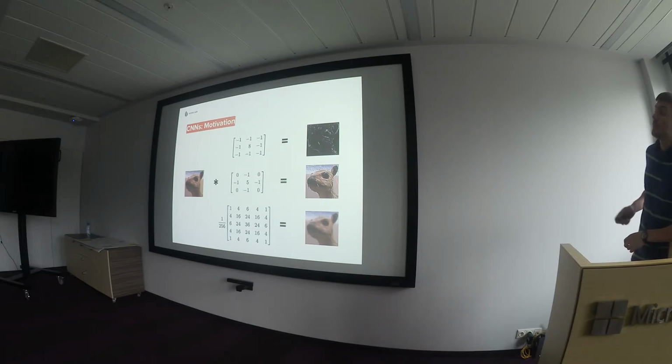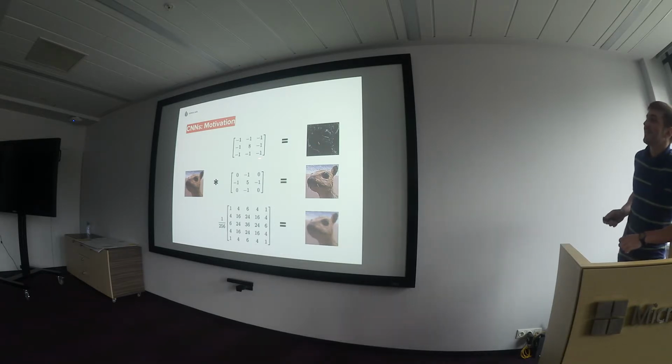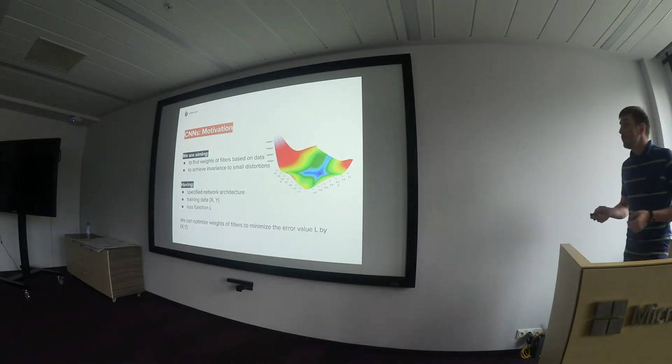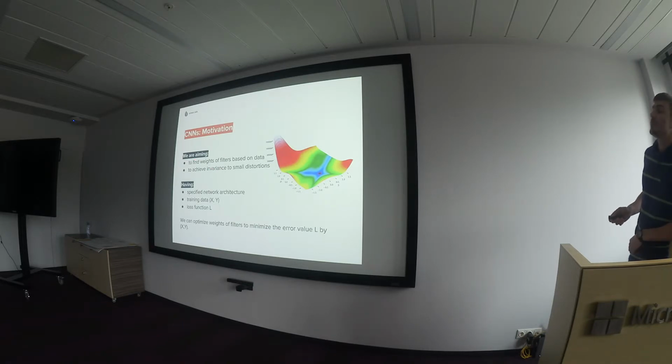These examples were designed by engineers, by people, and it's very hard to find a specific kernel for your specific task. And the main idea behind convolutional neural networks is: okay, I don't want to think a lot. That's why I'll find these kernels just from data. I have a lot of data. Okay, let's try to find good weights from data. So we're aiming to find weights of filters based only on data, and also want to achieve some invariance to small distortions of images.